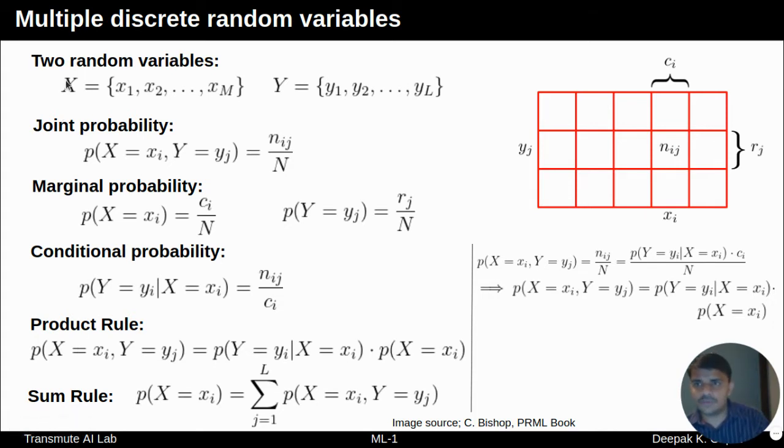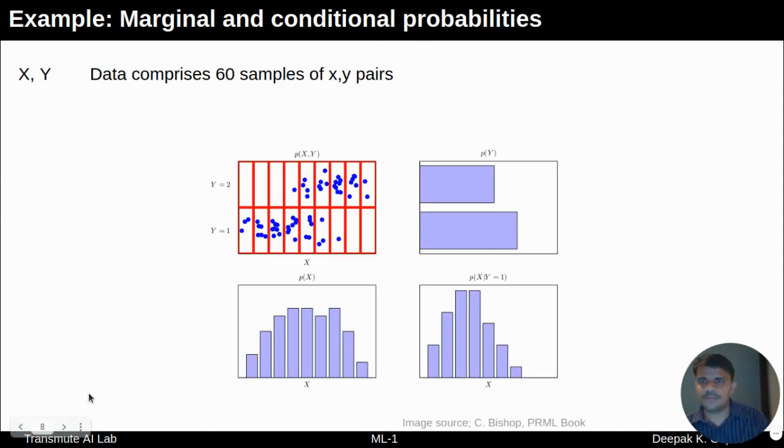So these are some of the important concepts in probability theory: random variables, multiple random variables, joint probability, marginal probability, conditional probability, product rule, sum rule. Now let's try to see each of these in a simple experiment. I would like you to look at it very carefully.